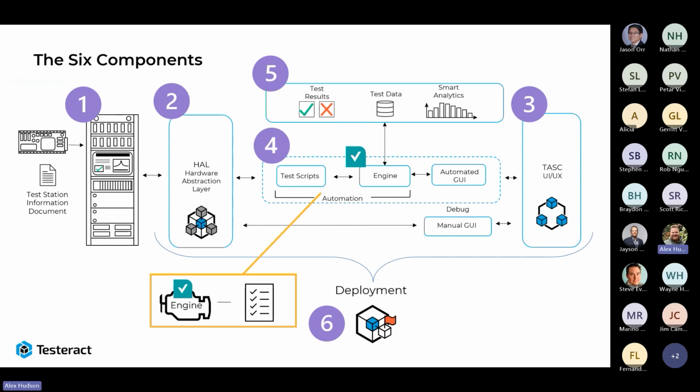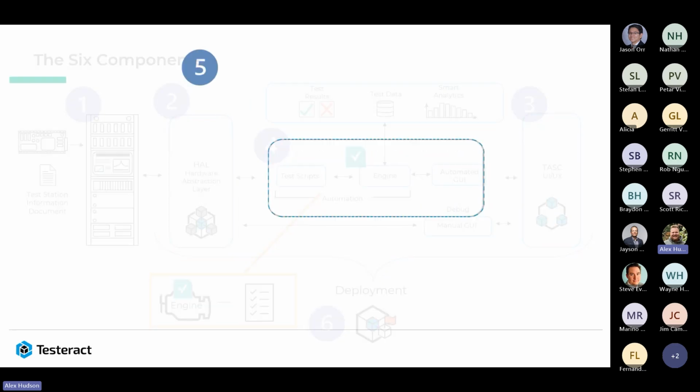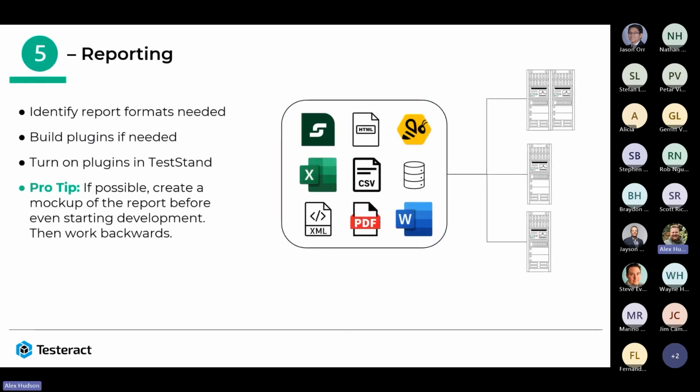Your GUIs really shouldn't be concerned about reporting. Your hardware shouldn't be concerned about reporting. Your test sequence really shouldn't be too concerned about it, except that it's what's interfacing with it. Ideally, you'll decouple reporting as much as possible. But when you're thinking about reporting, you're going to have to identify report formatting needs. Use out of the box if you can. If not, figure out what's going to work best for you in the easiest way. Build plugins if you need to. Turn on plugins in TestStand.